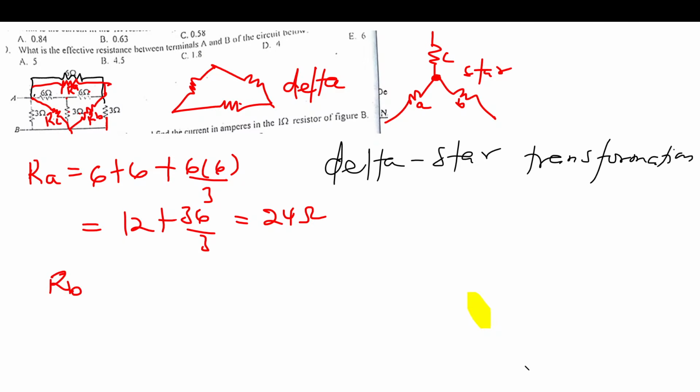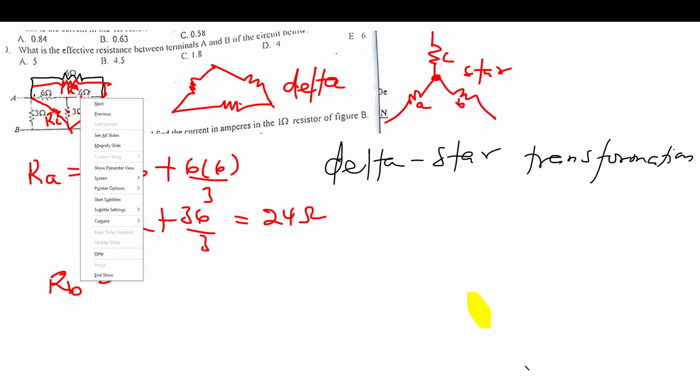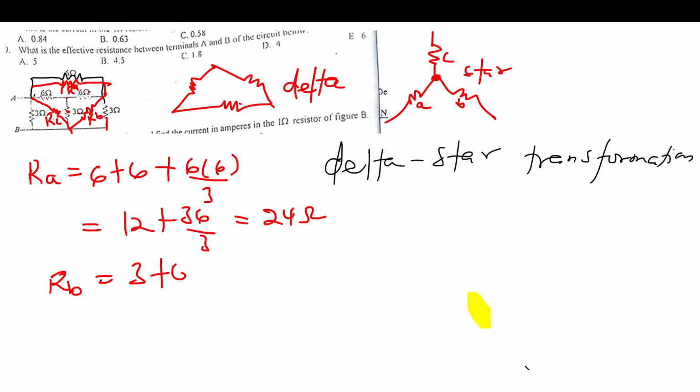Now, RB is equal to, once again, the summation of the resistors that are facing us directly. So considering RB, we have 3 and then 6 facing it. So it's going to be 3 plus 6 plus their product, 3 times 6, over the other resistor, which is 6. We are going to get 12 ohms.